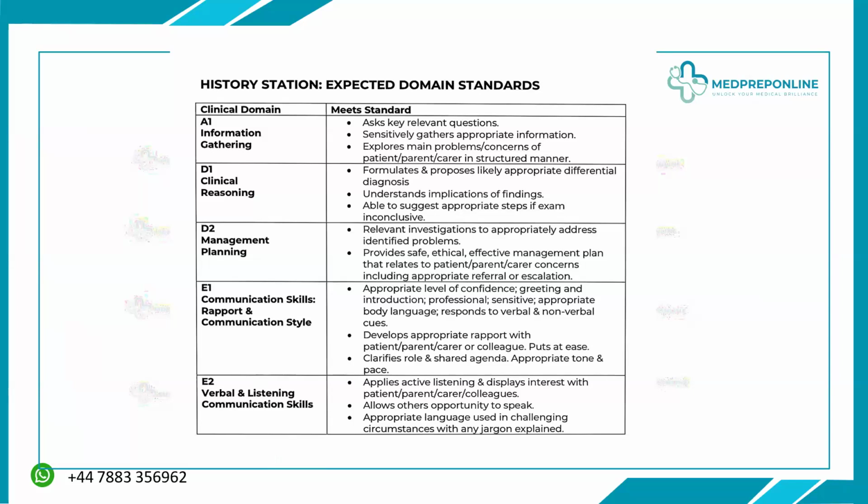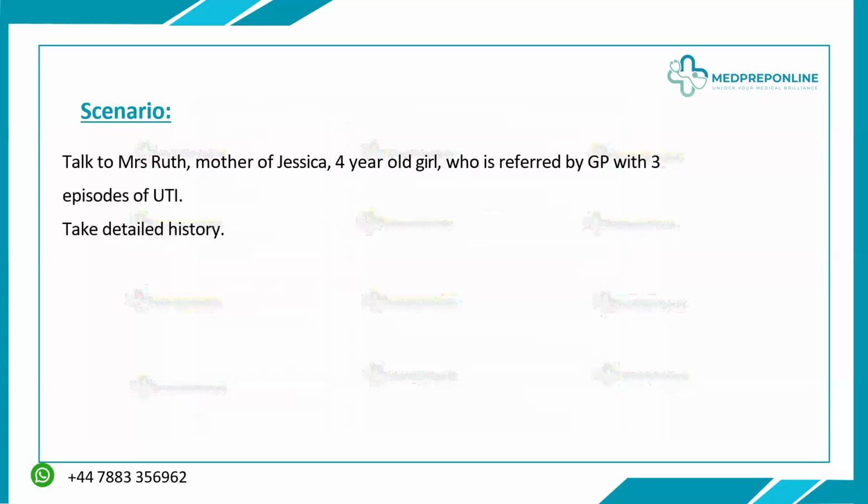History station is also one of the stations where you can get some good marks because you are already aware about the scenario when you are waiting outside the station room, and you have 3 minutes. You can make some notes and be aware of what case you are going to come across, as compared to the clinical stations where you have no clue. So you will find some scenario like this. Talk to Mrs. Ruth, mother of Jessica, 4-year-old girl who is referred by GP with 3 episodes of UTI. Take the detailed history, and after the history, you have to answer the examiner questions.